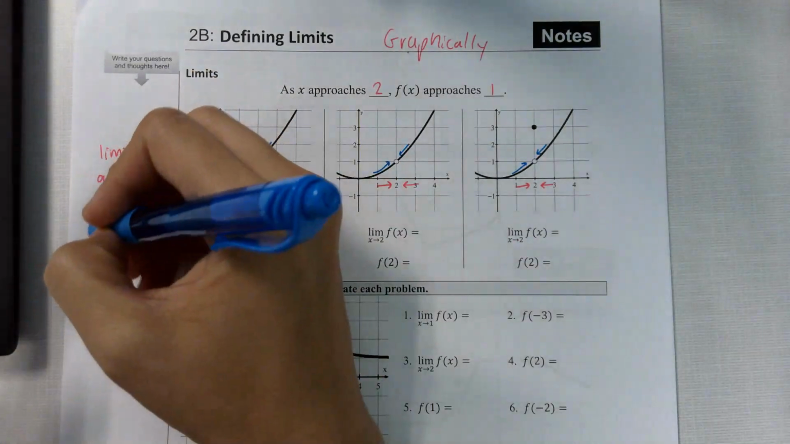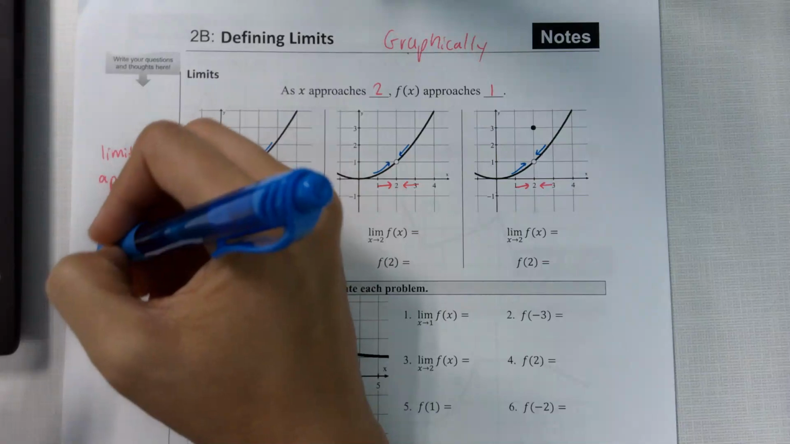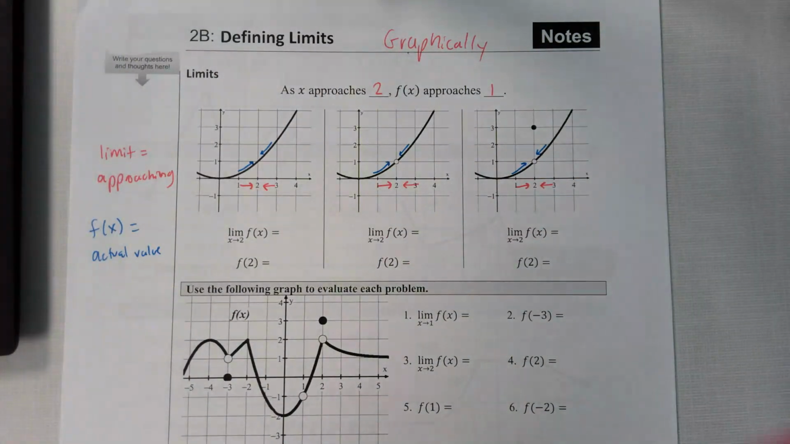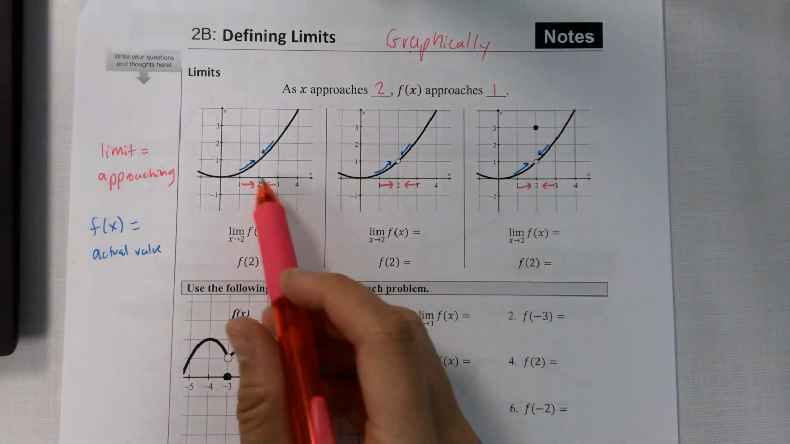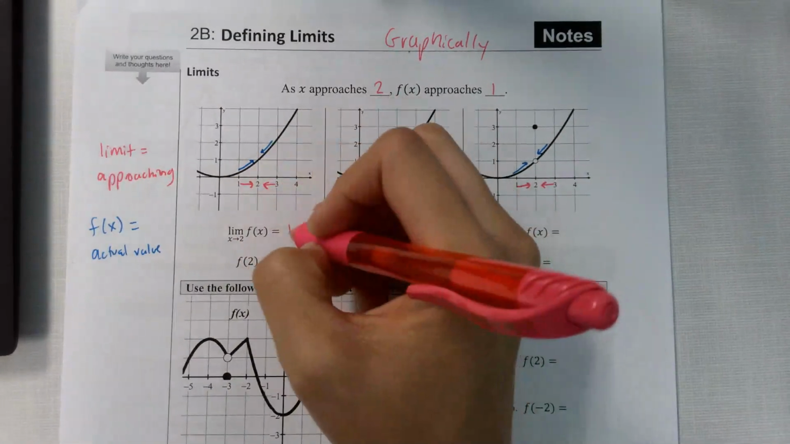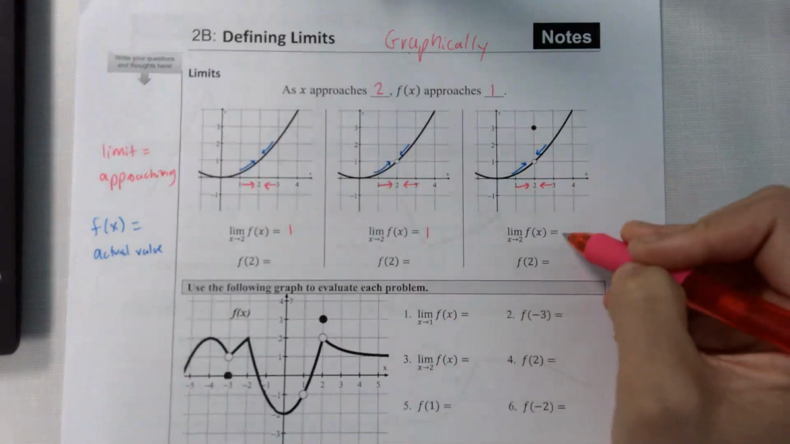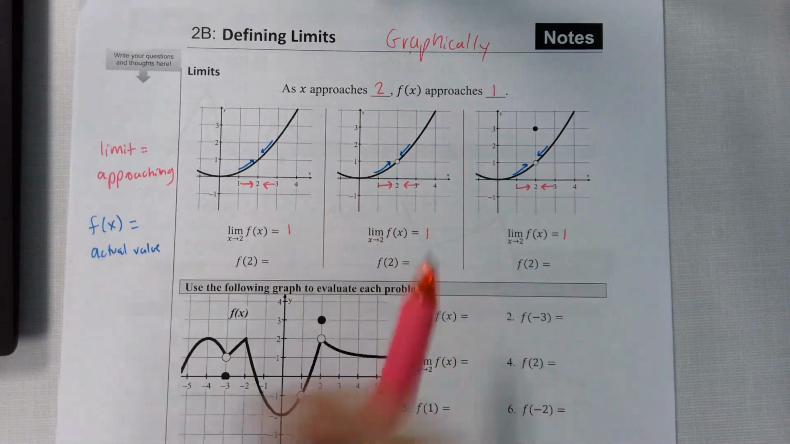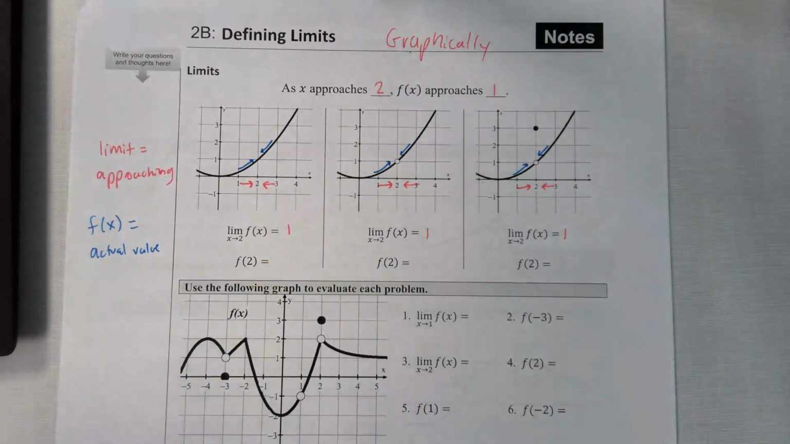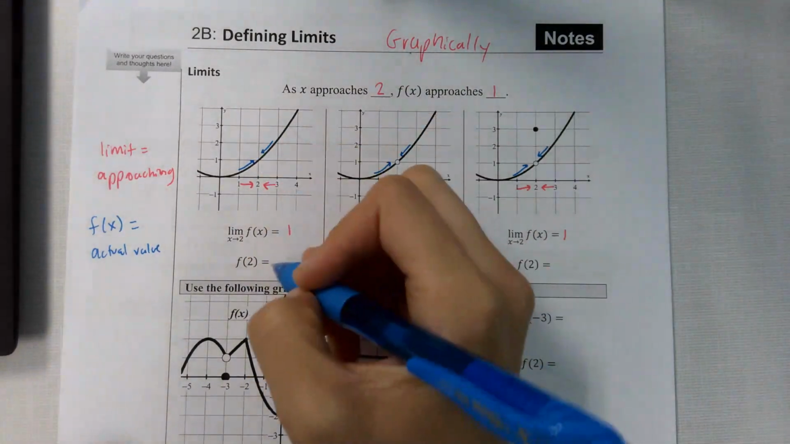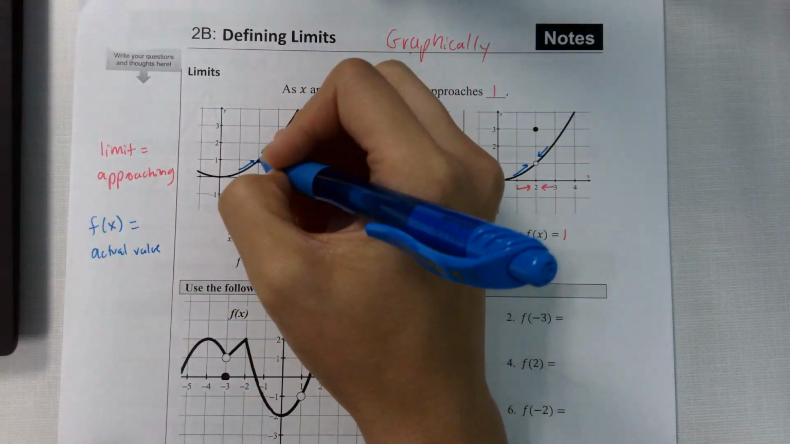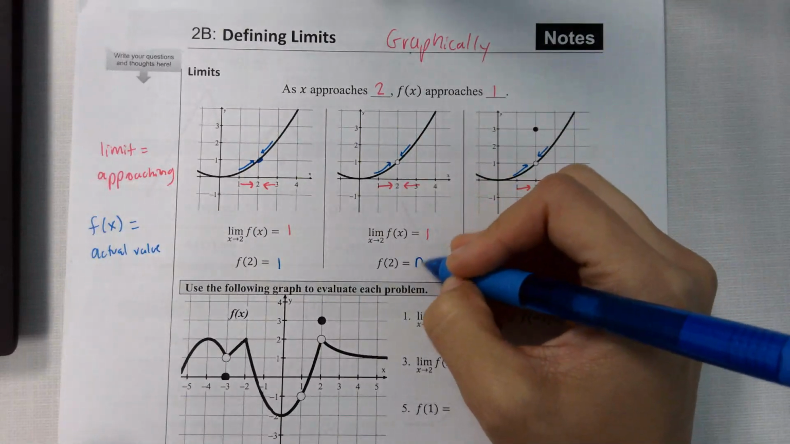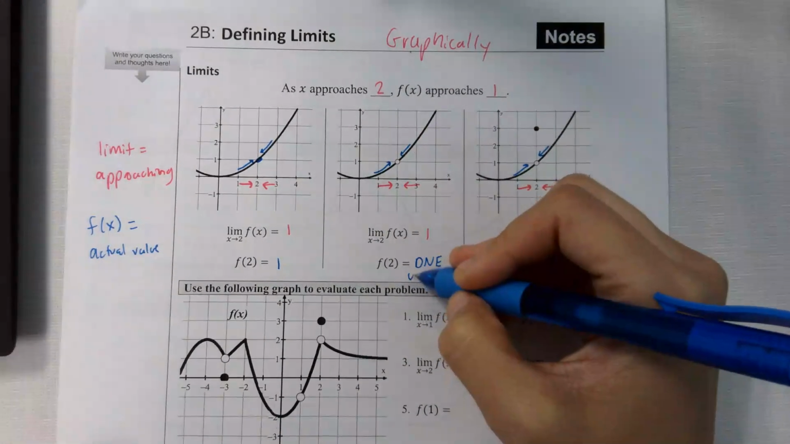The f of x is the actual value, right? So the limit as it approaches 2 is 1. Here it's 1 and here it's 1 because the line is approaching 1. But the actual value is what's different. So here, f of 2 is 1, right? Here, f of 2, since there's a hole, a discontinuity, does not exist, or is undefined.